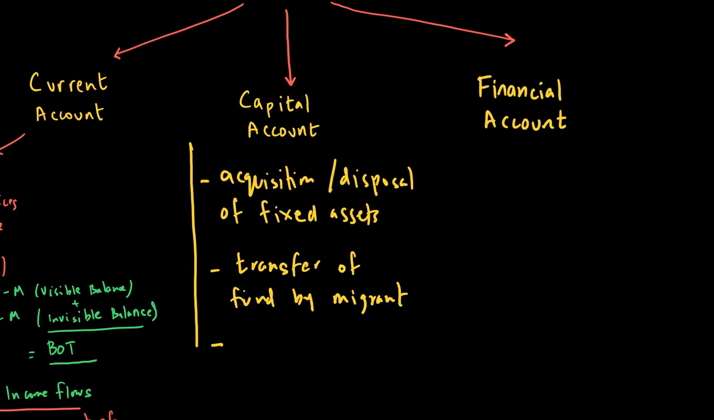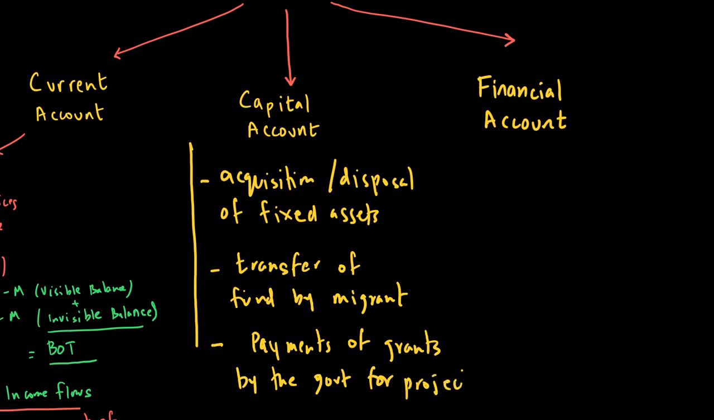Or payments of grants by the government for projects. So here the third thing is basically all the funding related to projects that are given to the government, or where the government is paying for any sort of foreign projects, will be recorded here.